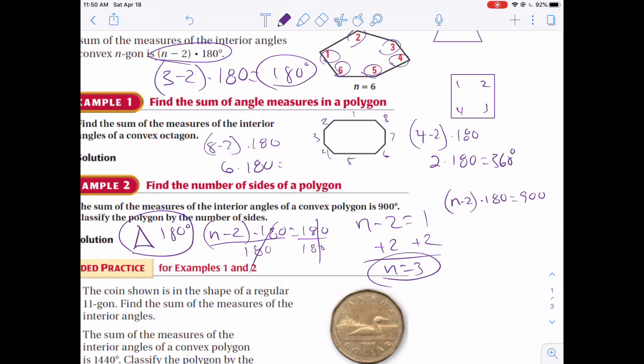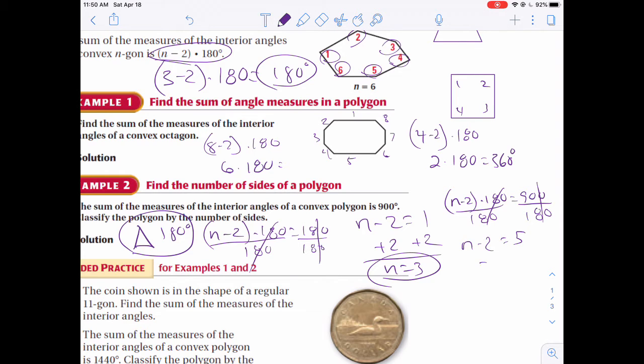All right, so we're going to isolate that n. So we have to get rid of the 2 and the 180. You've got to get rid of the 180 first by division. 180, 180. And I think 900 divided by 180 is 5. So that cancels out, that's going to give me 5 on the right. So I have n minus 2 equals 5. And the rest of the math is quite simple.